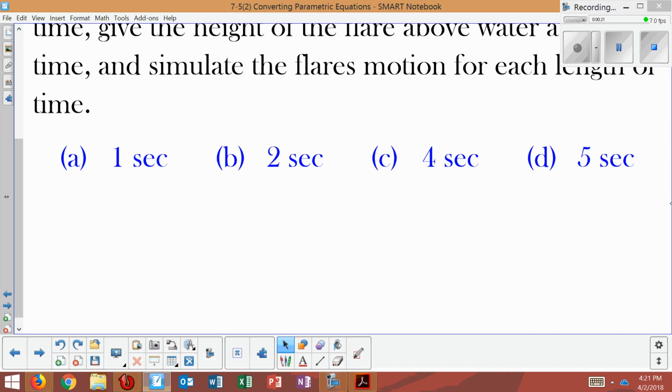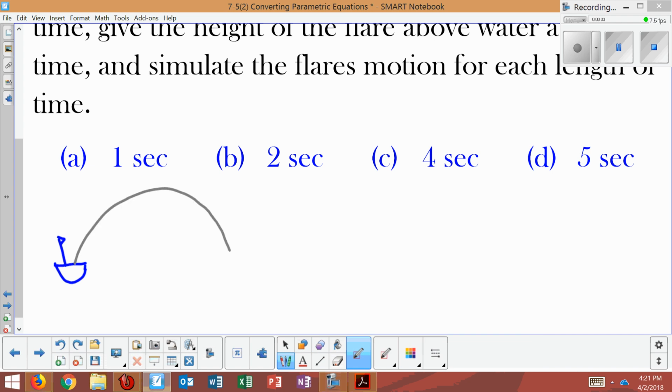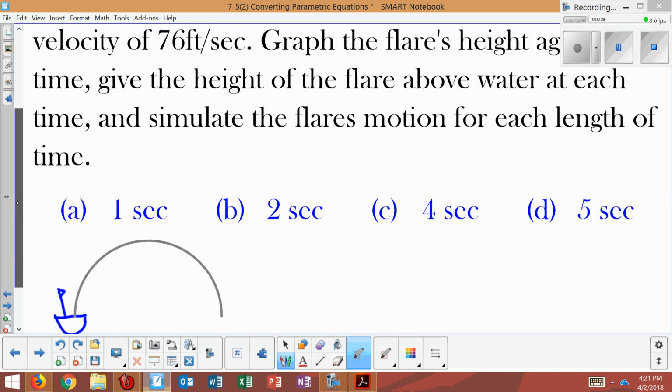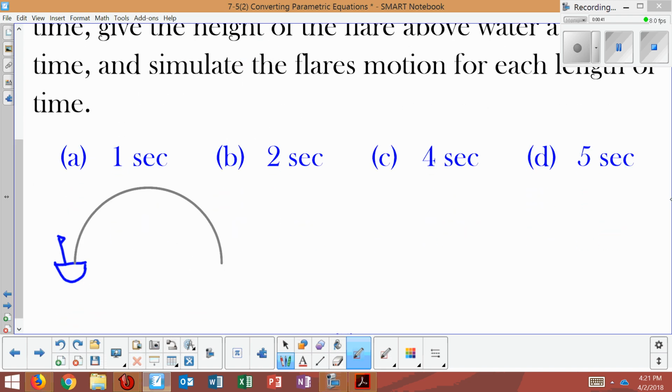So basically, very simply put, you have some ship out in the ocean. I'm a terrible artist, but here's my ship, and it's got some cannon, and it launches something off the ship's bridge like this. All right, now we want to graph and measure this over time. And here's what we know. When it's shot up, it is not shot at ground level, or sea level rather.